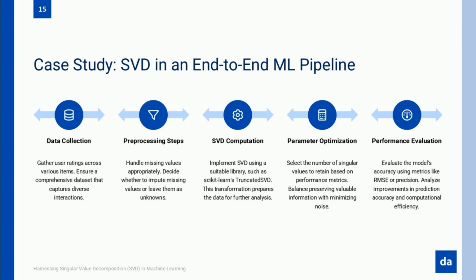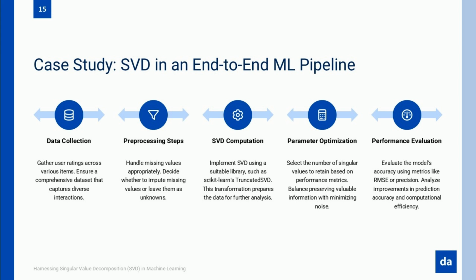The process begins with data collection and pre-processing. For the Netflix dataset, this involved gathering user ratings across thousands of movies, cleaning outliers, and preparing the sparse matrix. A critical decision at this stage is how to handle missing values. Should they be imputed with averages, zeros, or left as unknowns for specialized algorithms? Once the data is prepared, SVD enters the pipeline at a strategic position.